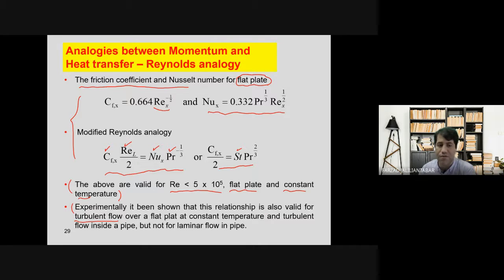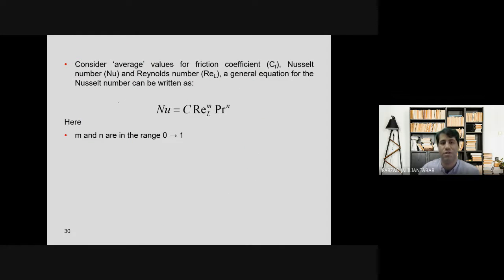It is also valid for turbulent flow over a flat plate at constant temperature and turbulent flow inside the pipe. So approximately, we can use these equations for this condition, but they cannot be used for laminar flow in pipe. This is information you need to consider when you are going to use this equation.